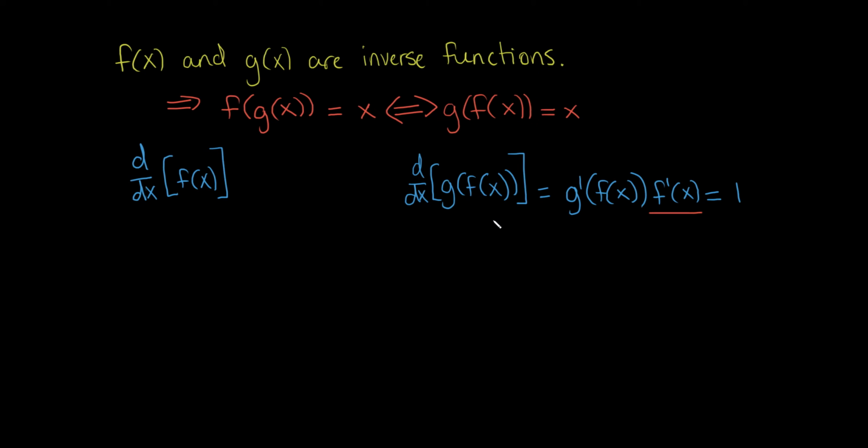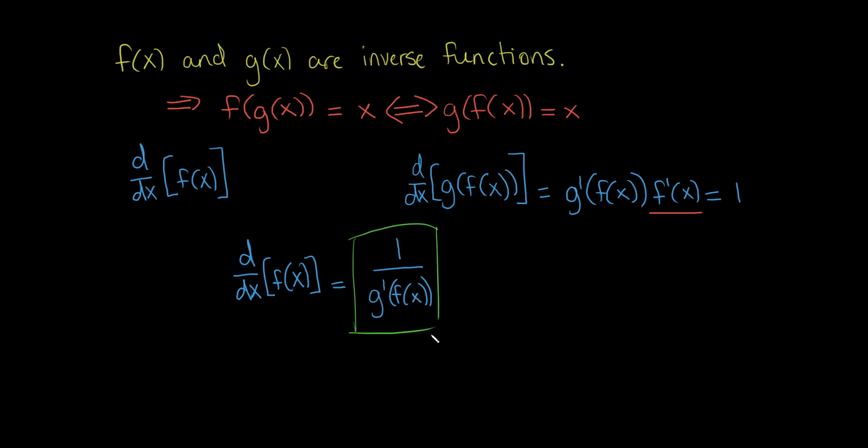So now if we go ahead and simplify it, we just divide by g prime of f of x, we find our answer. The derivative with respect to x of f of x equals 1 divided by the derivative of its inverse function at x, at f of x. And that right there is the derivative of inverse functions.